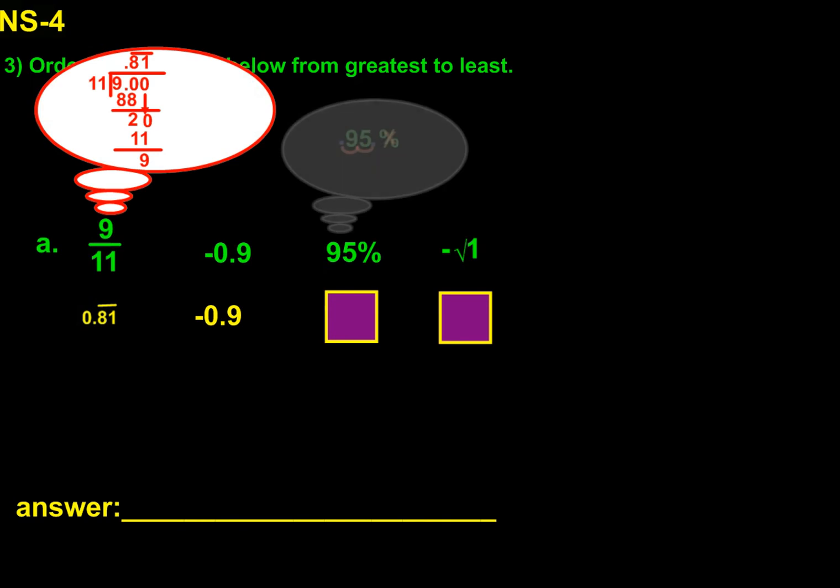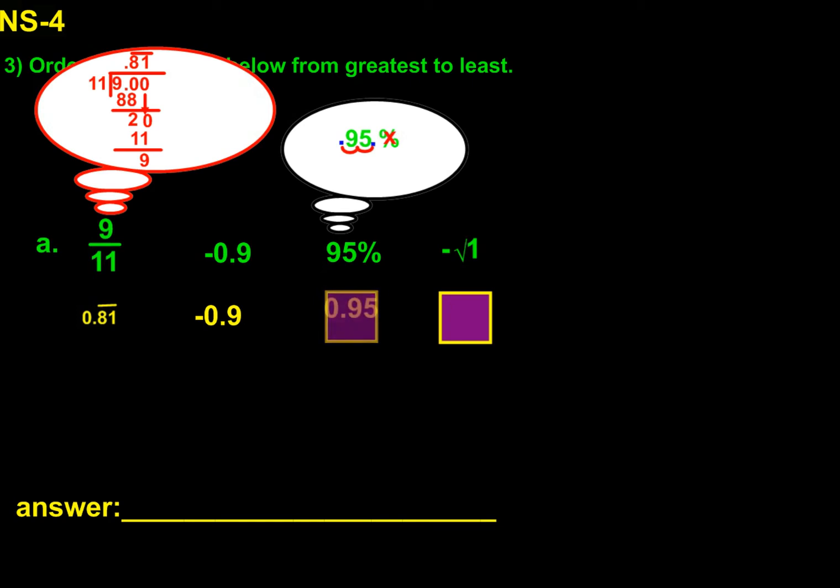95%, to convert that to a decimal, is pretty simple. You simply cross out the percent sign, take the decimal that's assumed to be right here, and move it 2 places to the left so that you get 0.95. And the negative of the square root of 1 is -1.